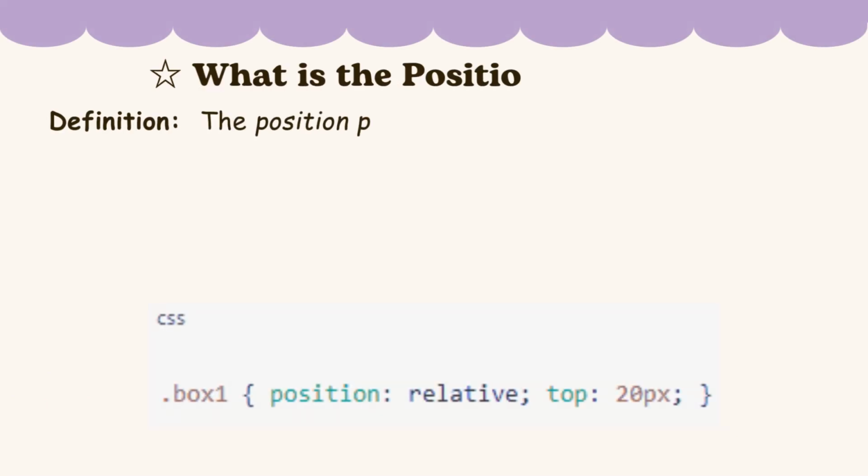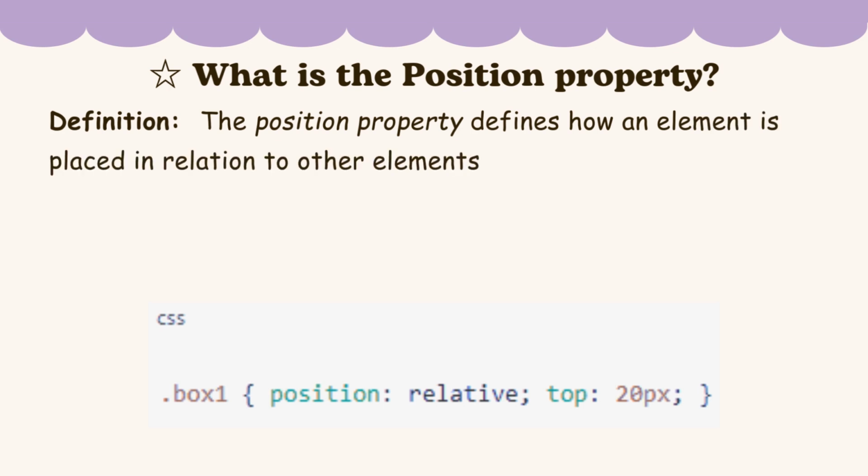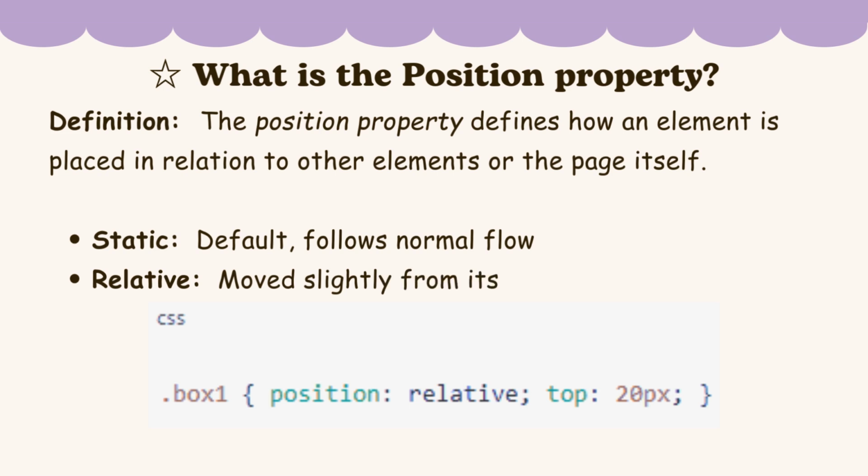What is the position property? Definition: the position property defines how an element is placed in relation to other elements or the page itself. Static, the default, follows normal flow. Relative, moved slightly from its normal position.